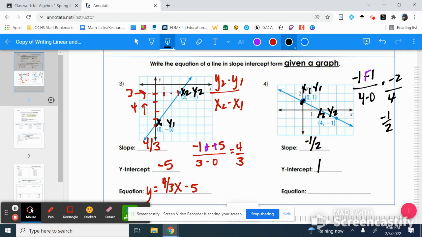The line is negative. If I were to put a marble here on the line, it would roll downhill, therefore that would be a negative slope line. Or if I wanted to, I could come in and say I went down 1, 2. So again, that's down 2. And then I went to the right, 1, 2, 3, 4, 5, 6.